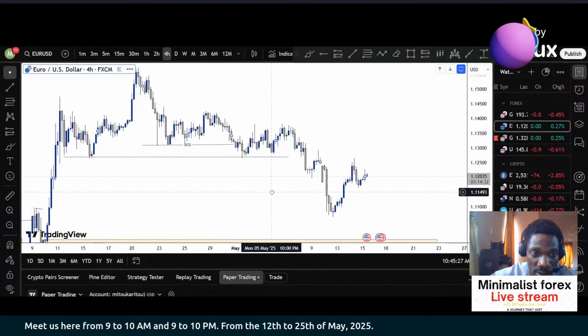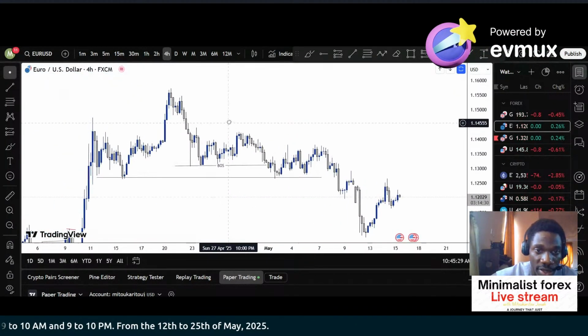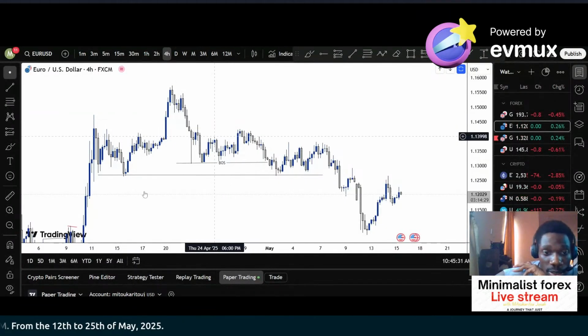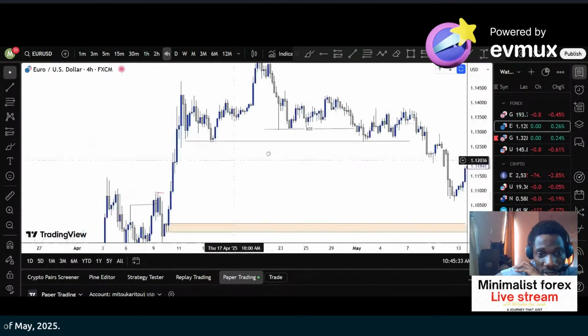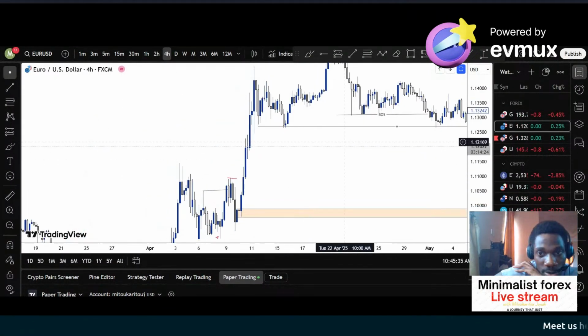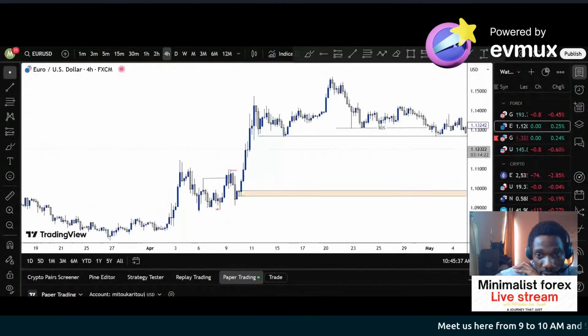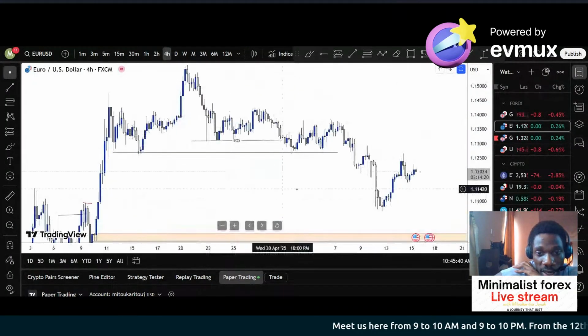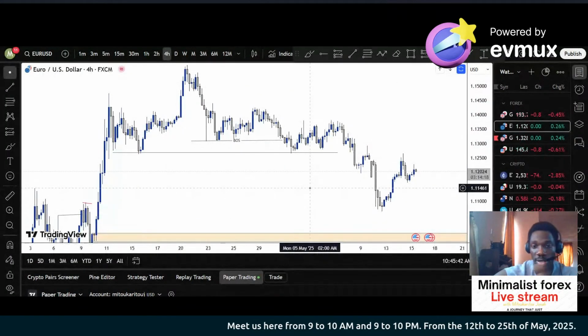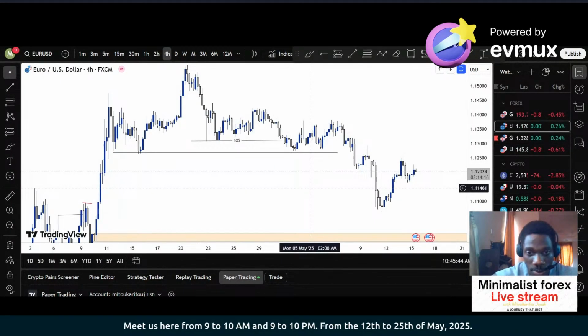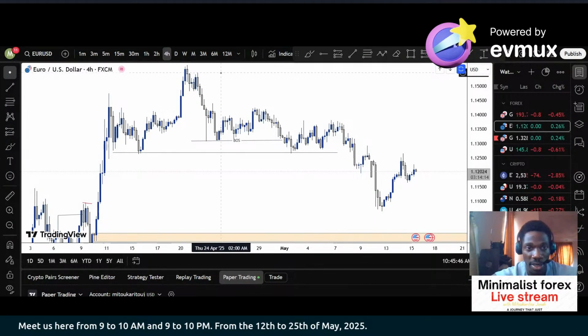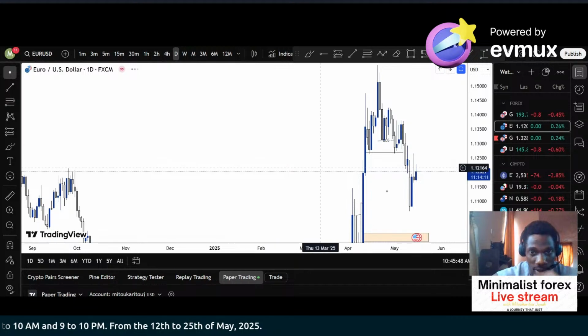I've been talking about demand all this while, but it's the same thing for supply. While demand is at the bottom, supply is at the top, because price has to tap into supply for price to fall. And that's because we said if supply exceeds demand, price is going to fall. So at this point, because we are looking at what the market is doing, let's go to the daily and see what the daily chart looks like.